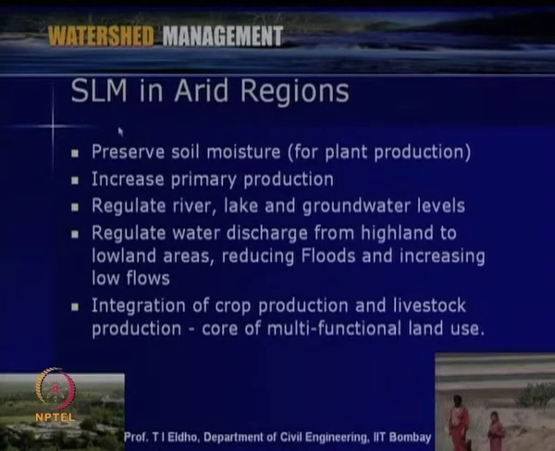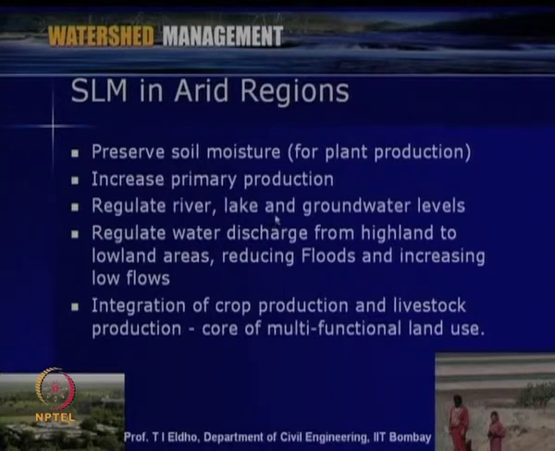Now some of the important things which we can do for sustainable land management in arid regions: we can do many things to preserve soil moisture so that better plant production will take place. And then we can increase the primary production in terms of water or other resources. Then, if any river is there, we can regulate the river, lake and groundwater levels so that we can achieve sustainable land management through watershed management practices. Then we can regulate water discharge from highland to lowland areas, reducing floods and increasing the low flows in the streams or channels.